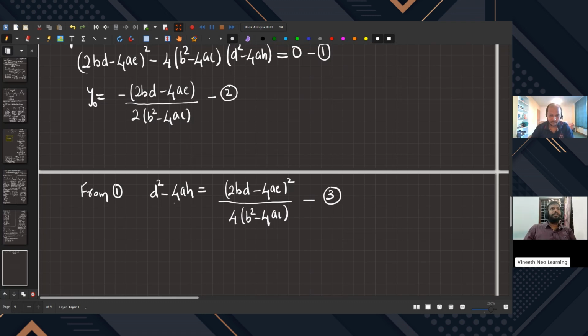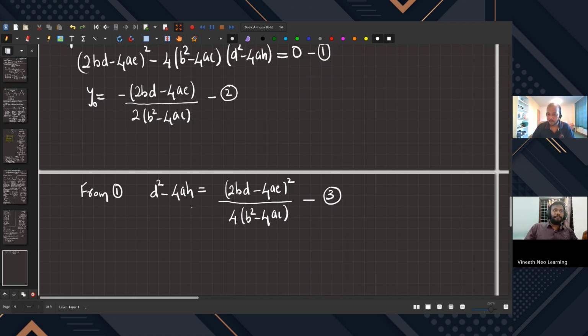This is actually equation number 1, but here we found the value of d squared minus 4ah. These are all constants. These are not variables. These will not change whether or not x and y change, because these are constant terms.